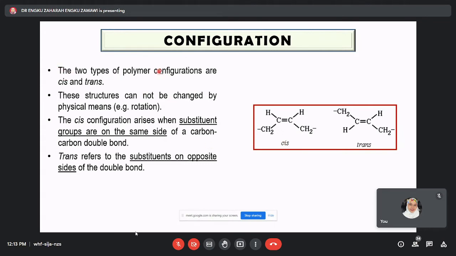So the two types of polymer configuration are cis and trans. So this structure cannot be changed by physical means. For example, dia cannot berubah walaupun kita buat the rotation. So dia adalah configuration arise when substituent groups are on the same side of the carbon-carbon double bond.